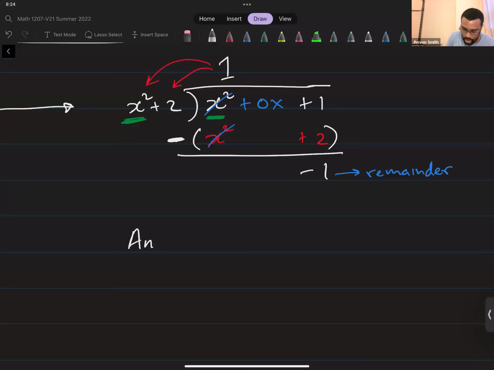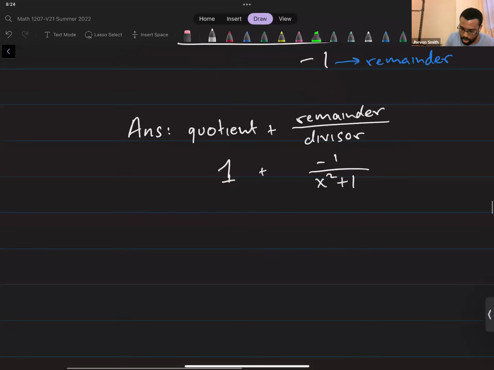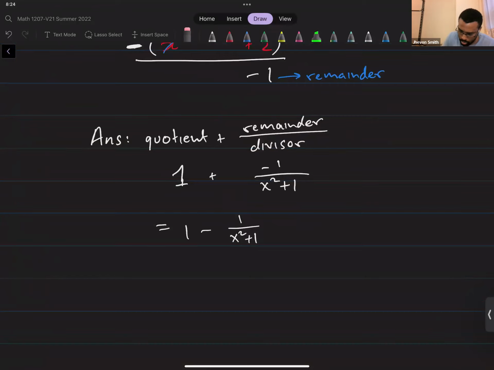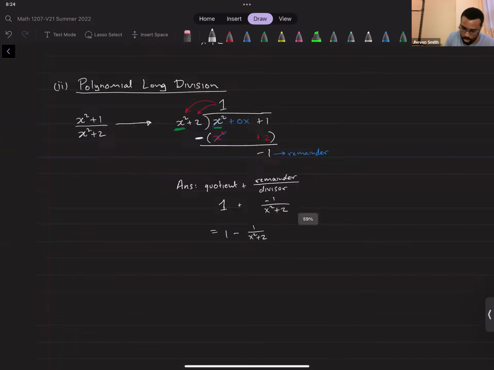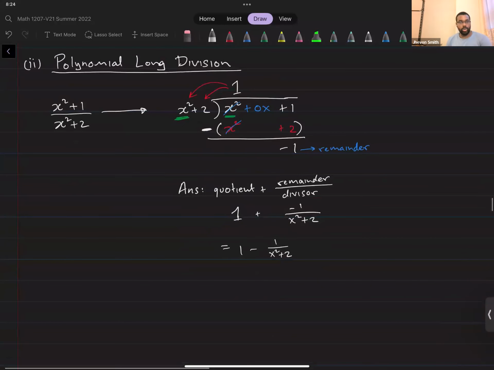And so now we know the answer is going to be the quotient plus the remainder over the divisor. So in this case, the quotient is 1 plus the remainder is minus 1 over the divisor x squared plus 2. So in other words, this is just 1 minus 1 over x squared plus 2, which you'll realize is what we had before. So this is like just doing regular long division, but with polynomials. And the idea is you have to keep a remainder.